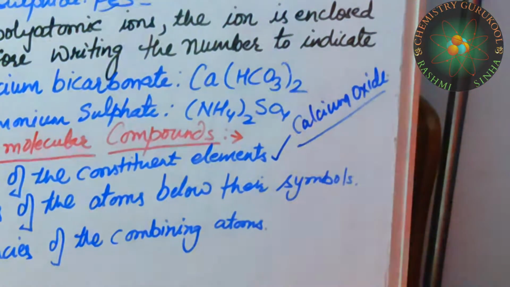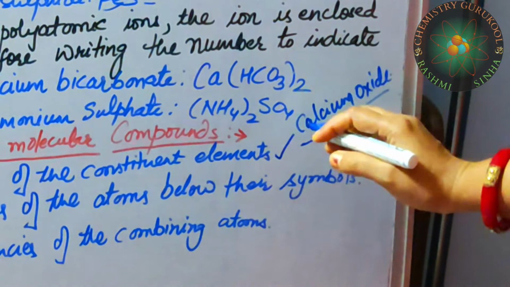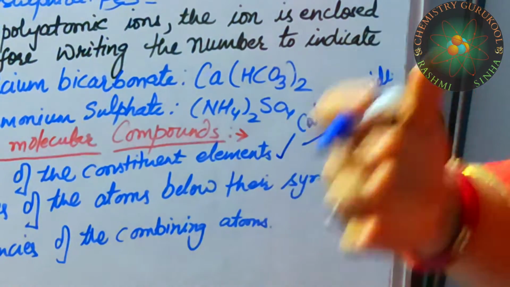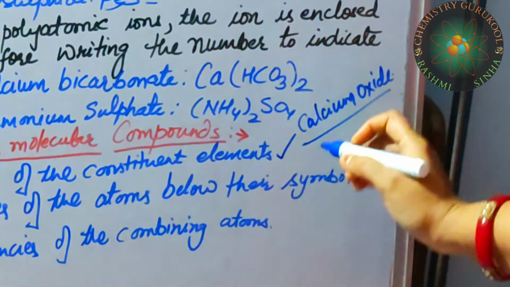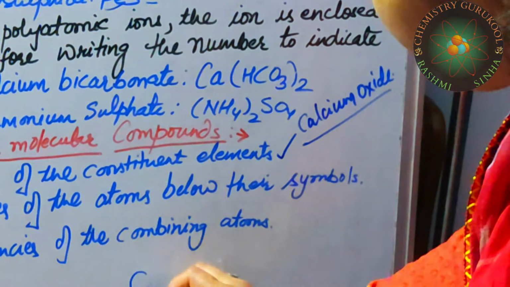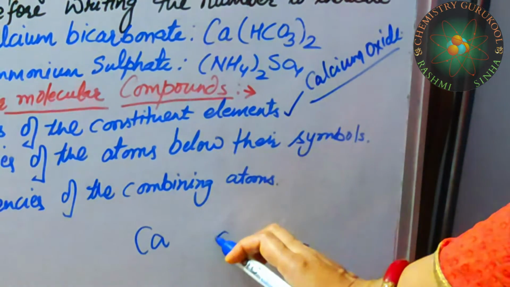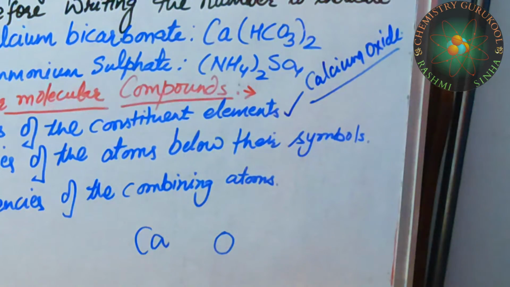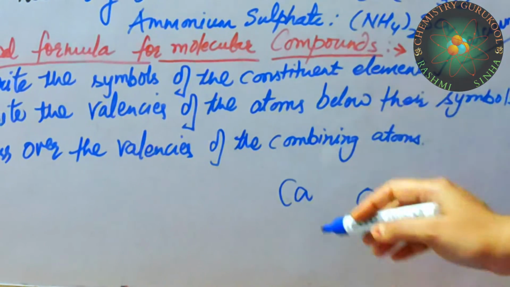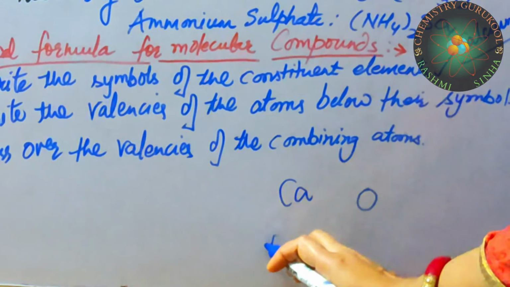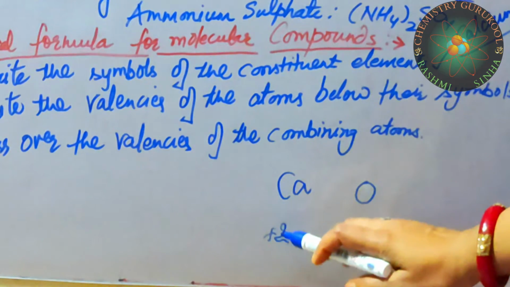Here you should always know the symbol with which these elements can be written. Calcium is symbolized as Ca, and oxygen, I am writing here oxygen. Now write the valencies of the atoms below their symbols. Calcium has valency +2. Now why have I written +2?